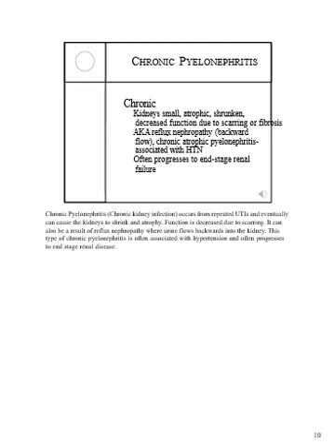Chronic pyelonephritis, or chronic kidney infection, occurs from repeated UTIs and can eventually cause the kidneys to shrink and atrophy. Function is decreased due to the scarring. It can also be a result of reflux nephropathy, where urine flows backwards into the kidneys. This type of chronic pyelonephritis is often associated with hypertension and often progresses to end-stage renal disease.